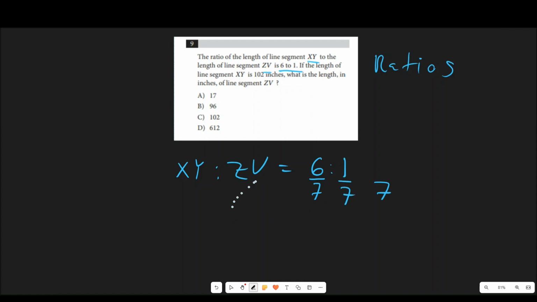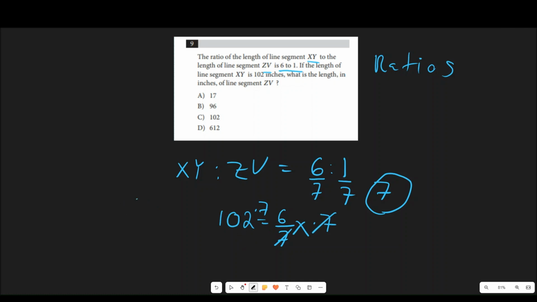So if we have XY being 102 inches, 102 inches is equal to 6/7 of the whole, because 6 parts are going to XY, 1 part is going to ZV, and there are 7 parts in total. So of the whole, 6/7 are going to XY, which will equal 102. And now we can solve for the whole. To do that, we will just multiply both sides by 7 and then cross that out.